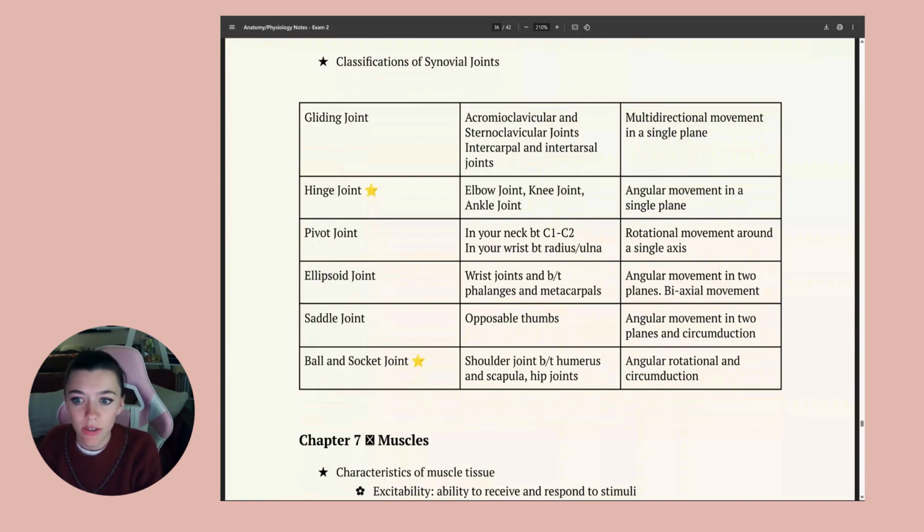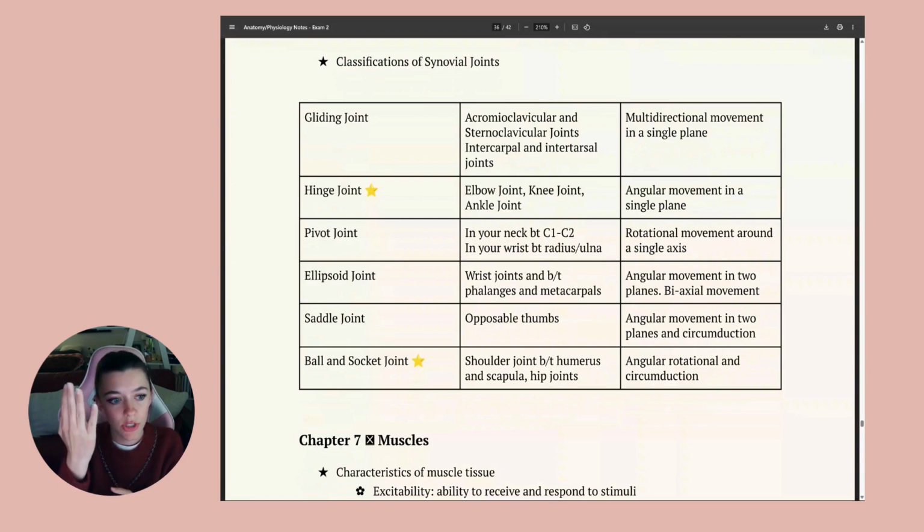Pivot joint in your neck. So that's going to be like your atlas and axis, pivot joints, rotational movement around a single axis. Another example is in your wrist, between your radius and ulna. Those are pivot joints. Ellipsoid joints, that's going to be your wrist joints, and between the phalanges and metacarpals.